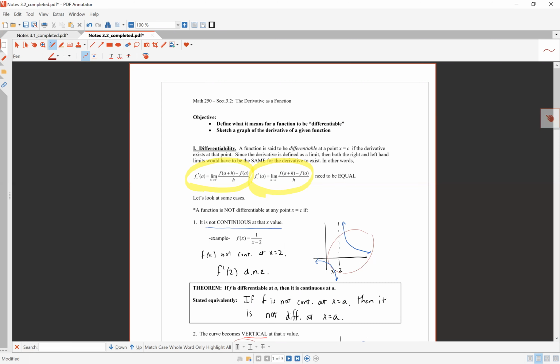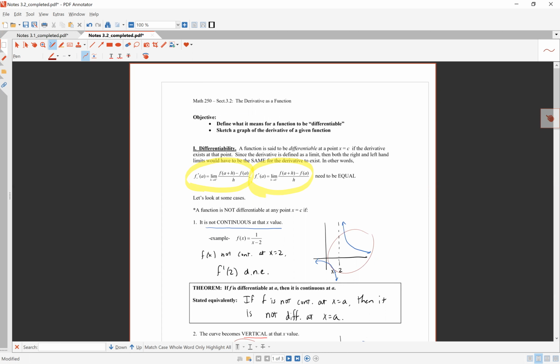So remember, if it's differentiable at a, it just means that we have this difference quotient, f of a plus h minus f of a over h, and the limit as h goes to 0 from the left is equal to the limit as h goes to 0 from the right. In other words, the limit of that difference quotient as h goes to 0 exists. So if f is differentiable at a, then it's also continuous at a. Okay, but you can take the converse of that. If it's not continuous at a, it cannot be differentiable at a.